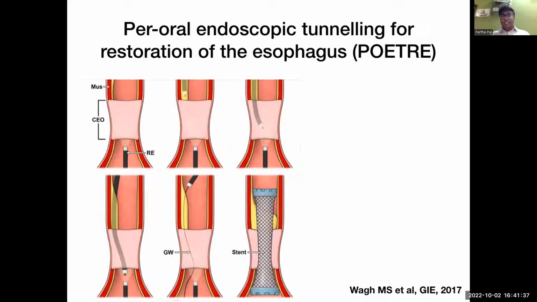So apart from all these techniques, the new technique, POEM, has already been discussed. This is a novel method known as peroral endoscopic tunneling for restoration of the esophagus, or POETRY, in which usually a retrograde endoscope is introduced through the percutaneous endoscopic gastrostomy, and through the esophagus you introduce the antegrade endoscope, and a submucosal tunnel is made, and through that it goes into the completely obstructed tissue and dissects the tissue. After completely dissecting the tissue, a guide wire is put, and through that a stent is placed, usually fully covered stents, sometimes, and that can help in restoration of the continuity of the esophagus.